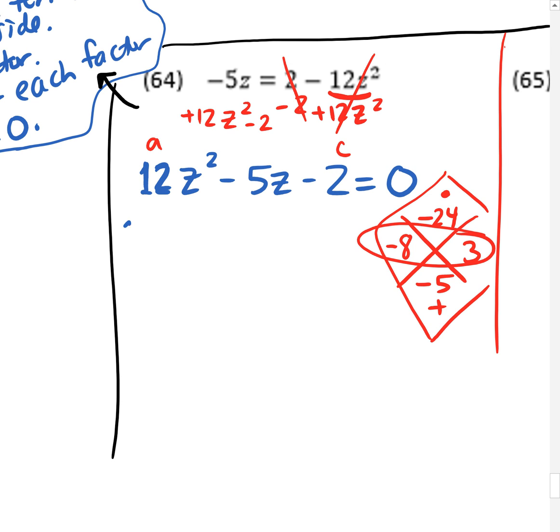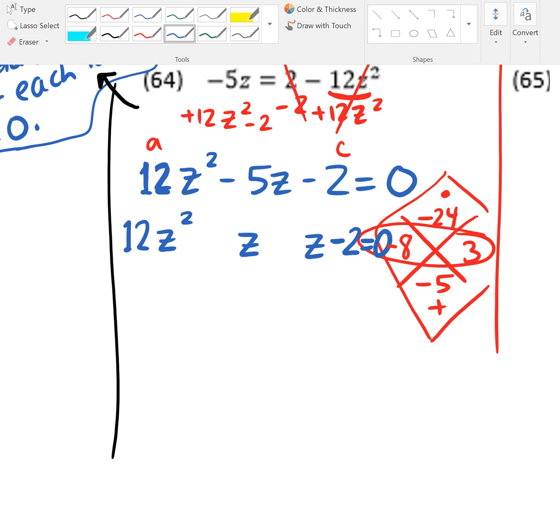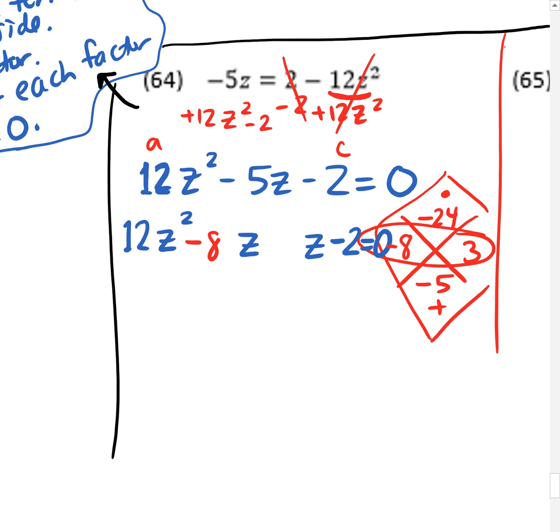I'm going to rewrite this. First term stays the same. The middle term is going to be split up into 2 terms with the z's. And then you have minus 2 stays the same. I'm going to keep the equals 0 as well. But those 2 numbers I found, the negative 8 and the 3, will become the coefficients of these guys. And then I'll split it down the middle.